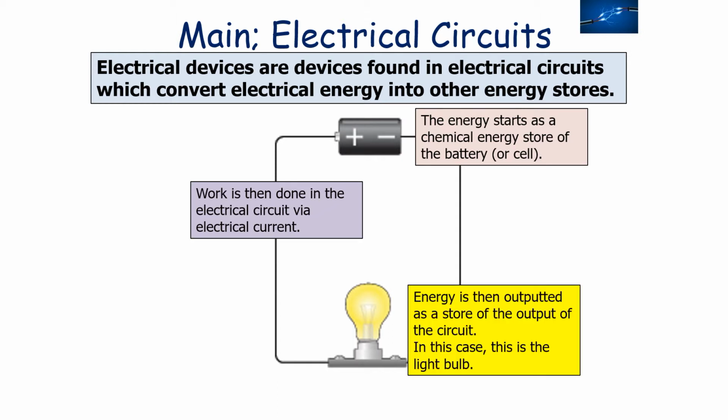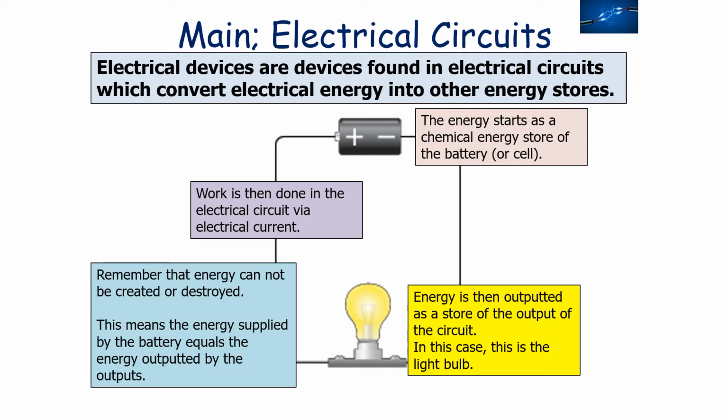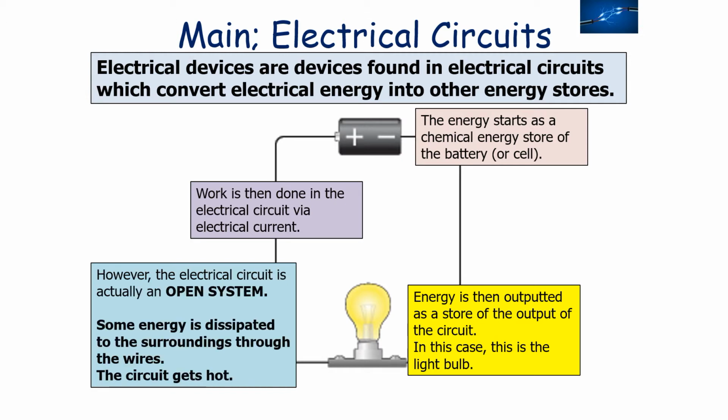The energy is then outputted as a store of the circuit. In this case, there's a light bulb. Now remember, energy cannot be created, it cannot be destroyed. This means the energy supplied by the battery equals the energy outputted by the outputs of the circuit, but this will be a closed system. But most electrical circuits are actually open systems, so this means some energy is dissipated to the surroundings through the wire, and this makes the circuit hot.